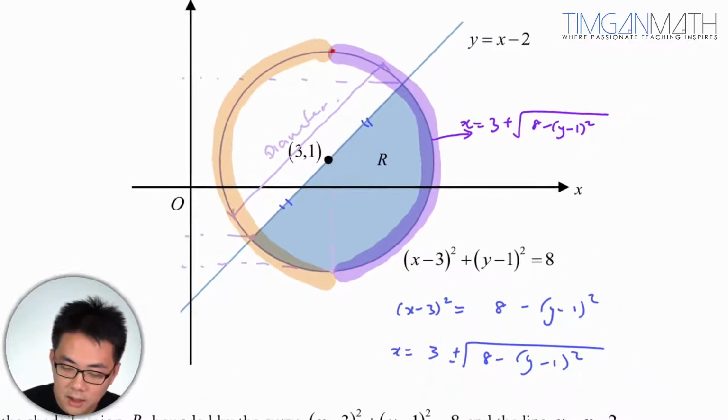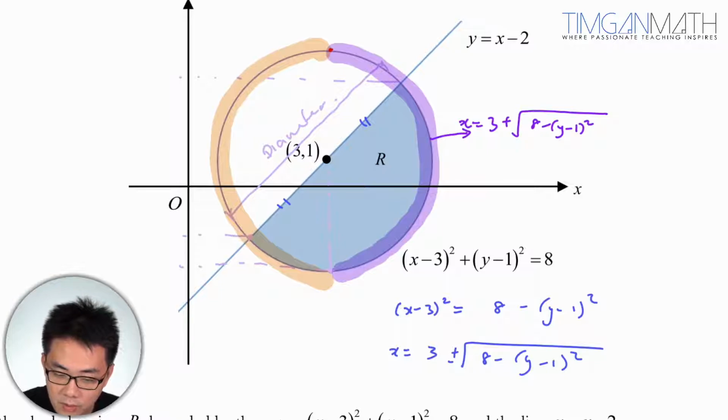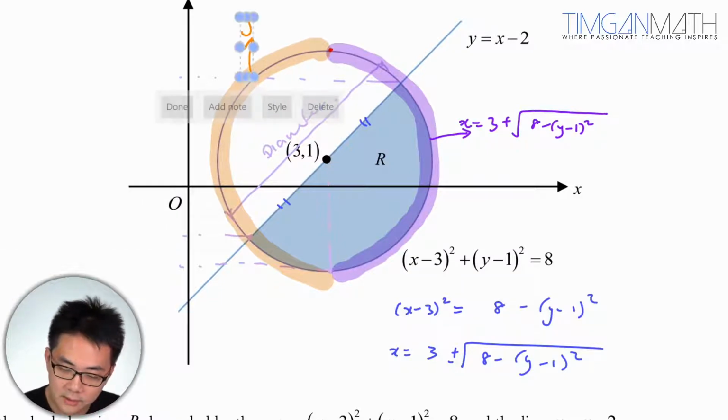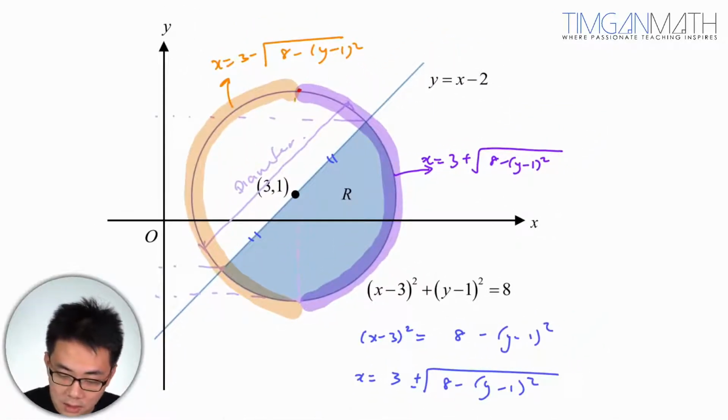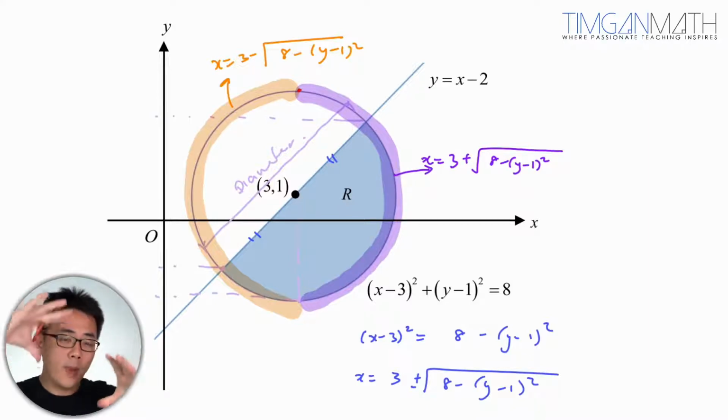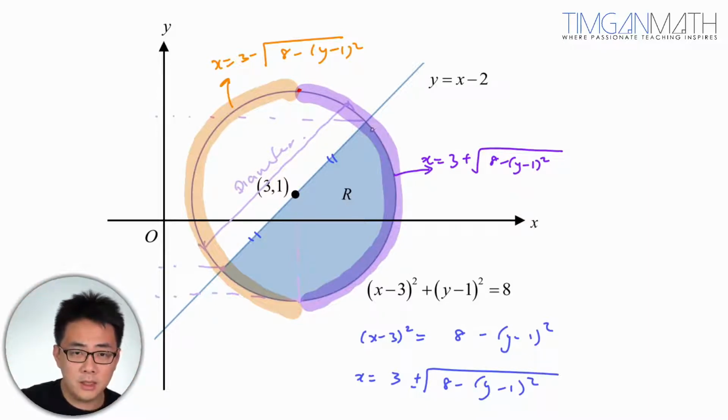Okay, and the other side here would be our x. Okay, x equals 3 minus the square root of 8 minus (y minus 1) squared. It's in terms of x because now all these values here are projected using the x value. Okay, so from the y perspective, there's one top curve, which is this one here, and the bottom curve, which is the one on the left.